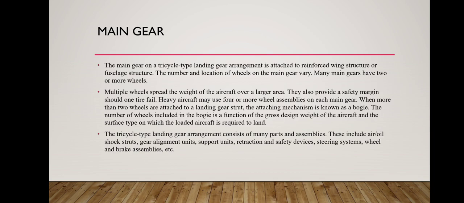Multiple wheels spread the weight of the aircraft over a larger area. They also provide a safety margin should one tire fail. Heavy aircraft may use 4 or more wheel assemblies on each main gear. When more than 2 wheels are attached to a landing gear strut, the attaching mechanism is known as a bogie. The number of wheels included in the bogie is a function of the gross design weight of the aircraft and the surface type on which the loaded aircraft is required to land.